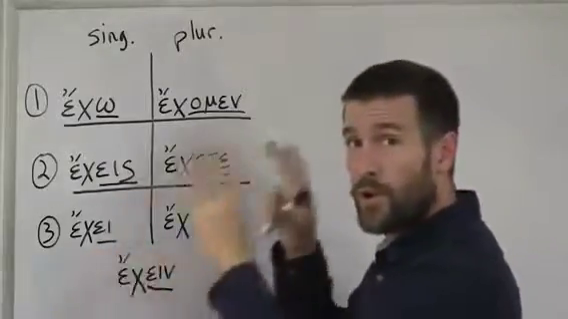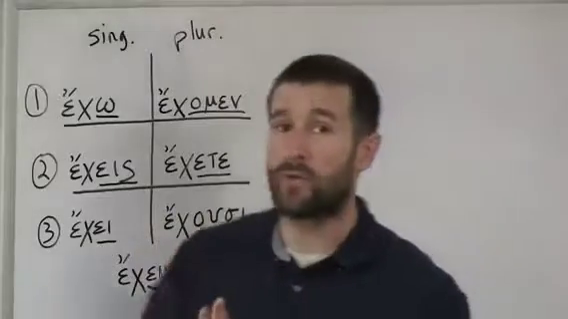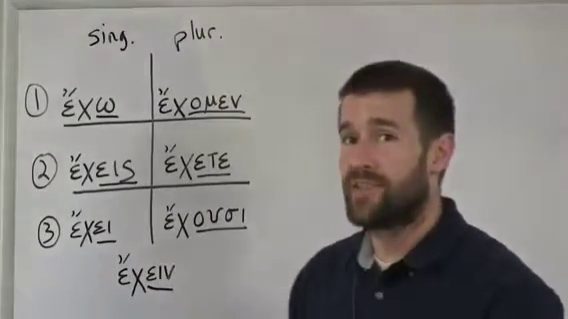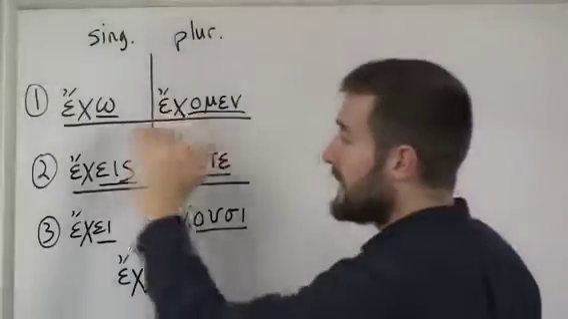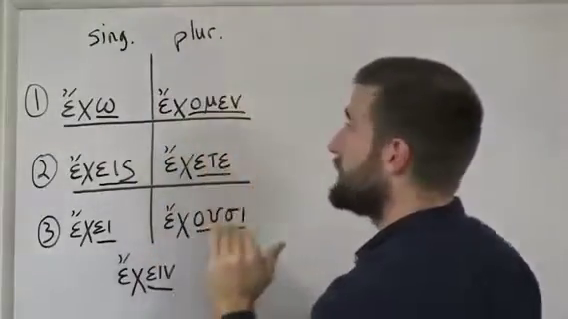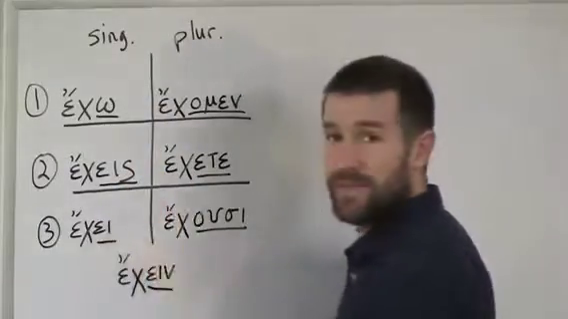So this is for Koine Greek. This is biblical Greek, all right? Now in modern Greek, a couple of these endings have changed just a little bit, okay? Most of them are the same. O, is, e, omen, ete, usi. All right, this one's going to be the same. This one's going to be the same. This one's going to be the same.